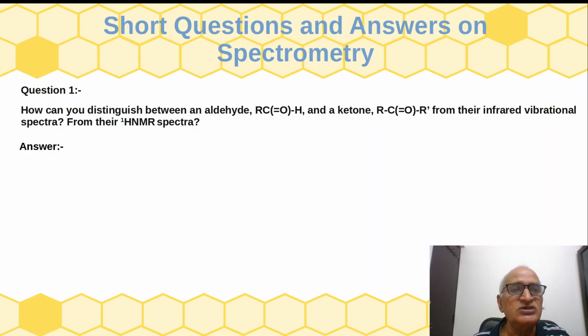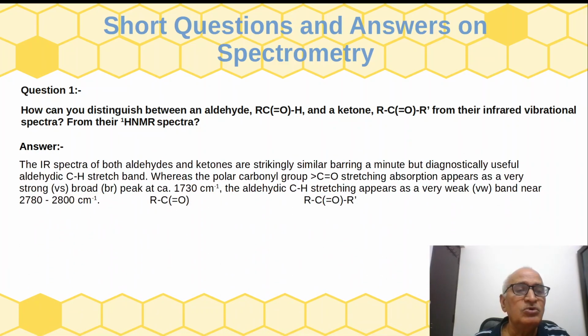The first question reads like this. How can you distinguish between an aldehyde, RCHO, and a ketone, RCOR, from their infrared vibrational spectra and also from their H1 NMR spectra?